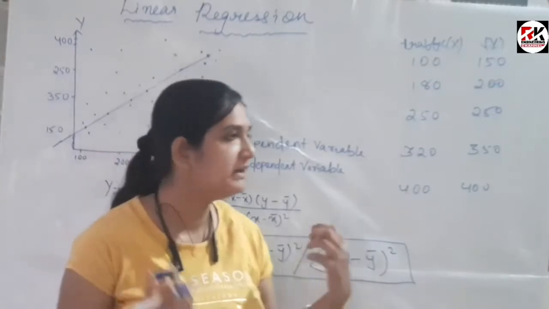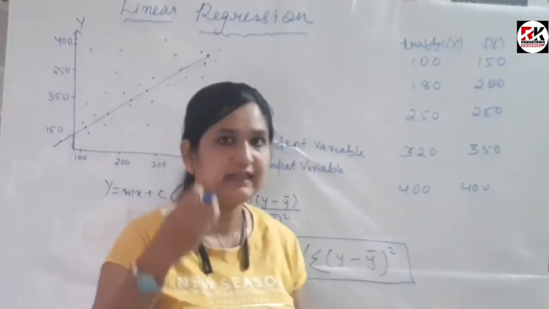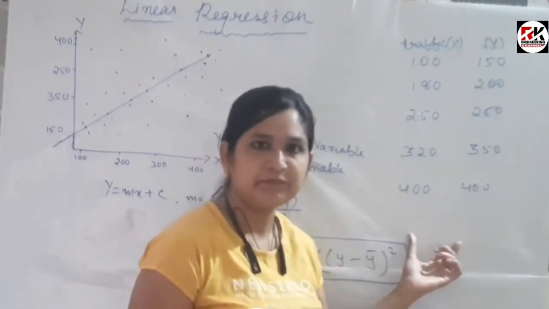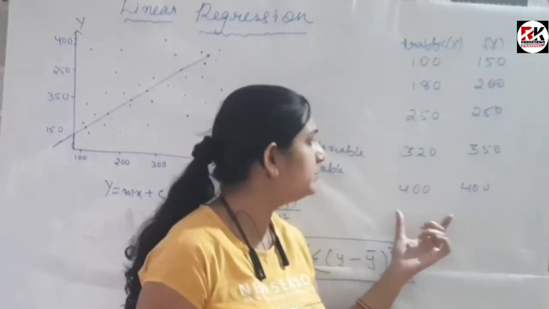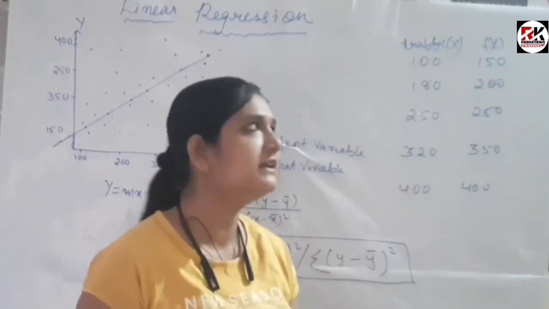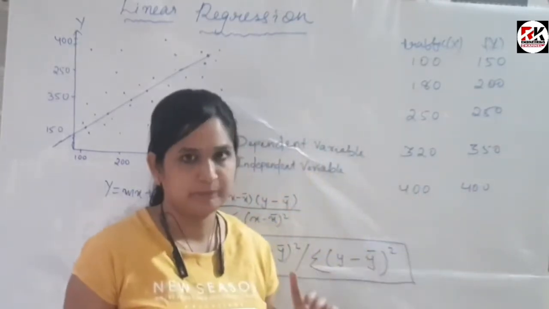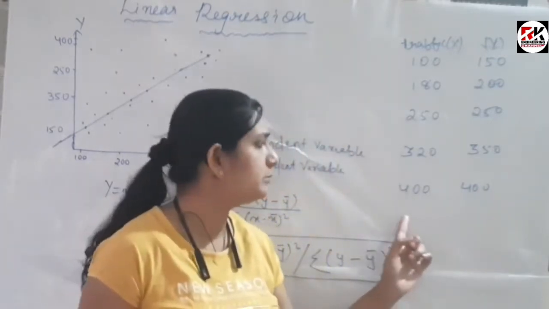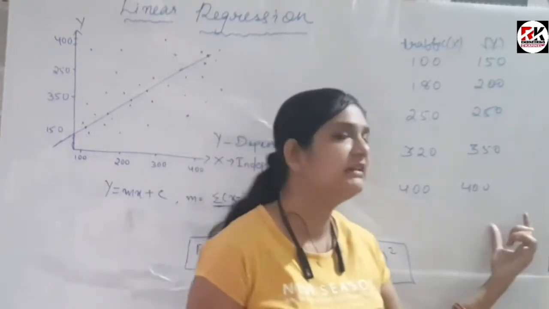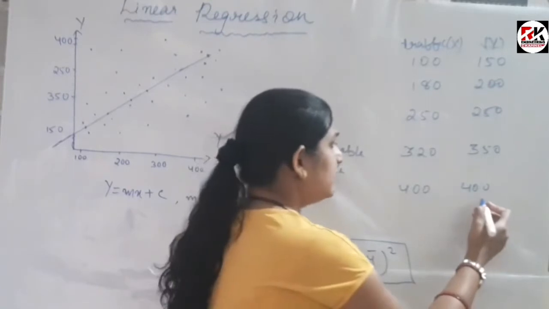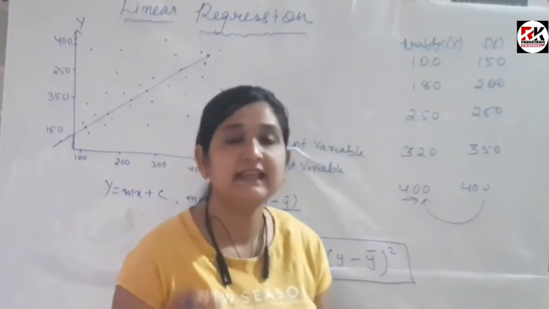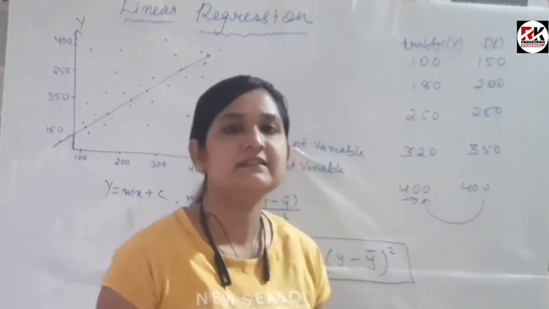What is independent? Here you can see that the worth, the income, totally depends upon your traffic. I can predict the income with respect to my traffic. As the traffic increases, my income will increase. But my traffic doesn't depend upon my income. The income totally depends upon my x values. So this y value is totally dependent on my x value. So x is called my independent variable and y is called my dependent variable.